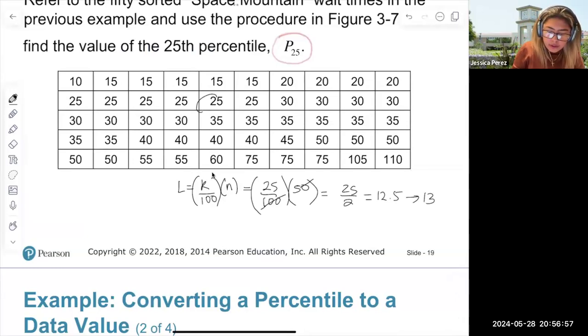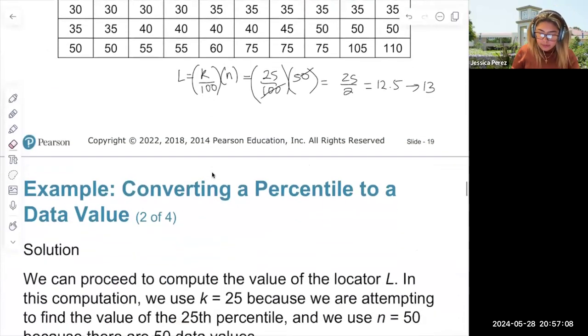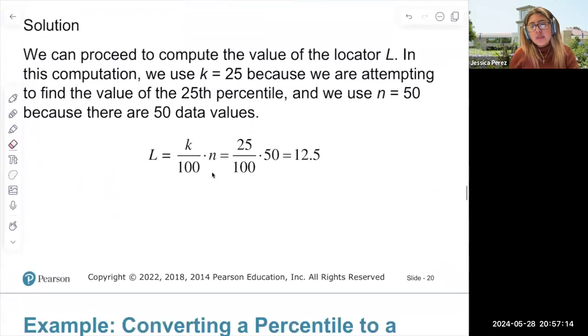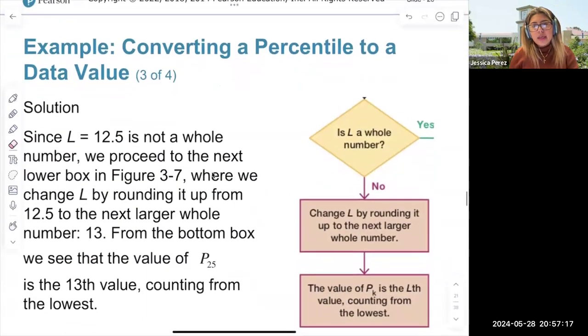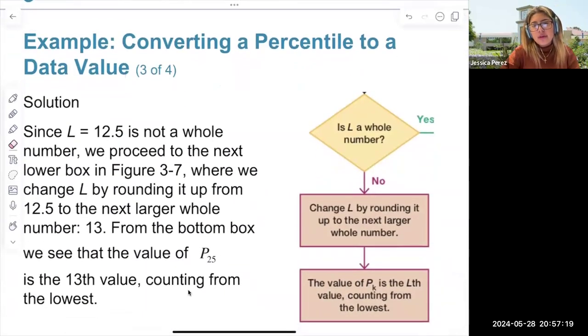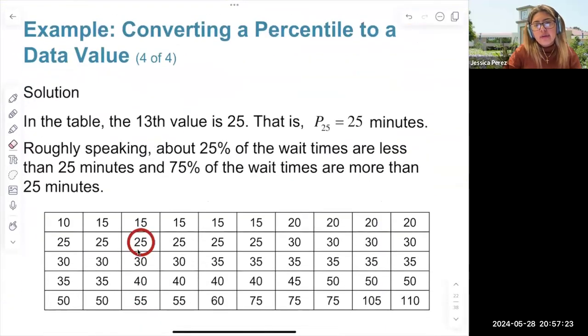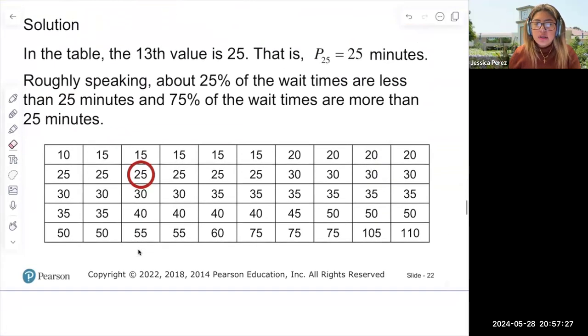So we count 1, 2, 3, 4, 5, 6, 7, 8, 9, 10, 11, 12, and then 25. So 25 would be the value at that location. K divided by 100 times N gave 12.5. Because L is 12.5, we go to the 13th value. For us, that was 25. We're just counting up to the 13th.